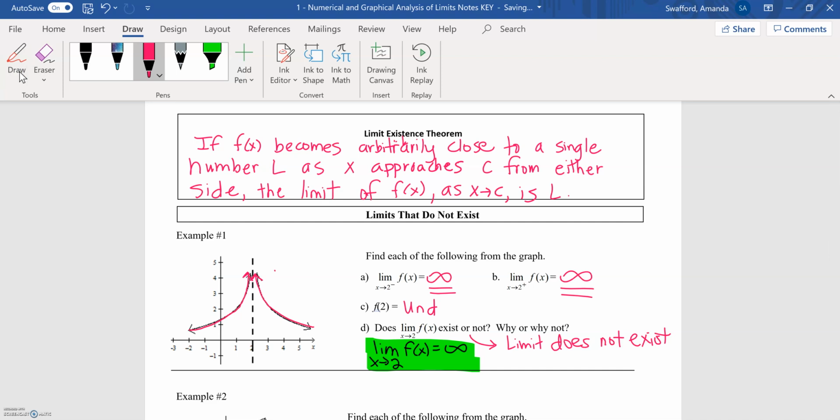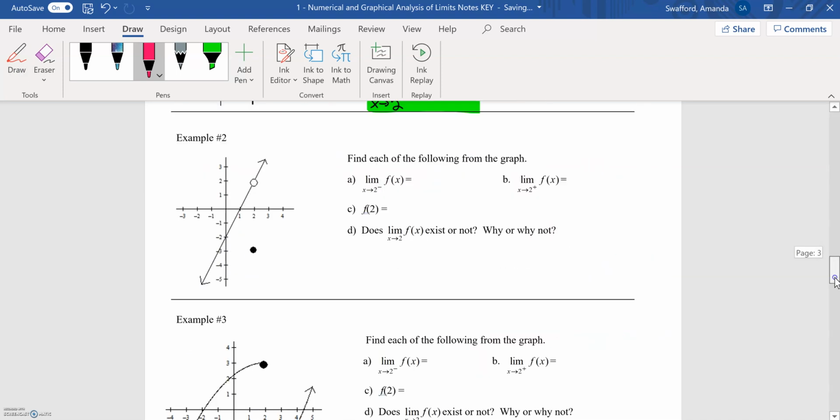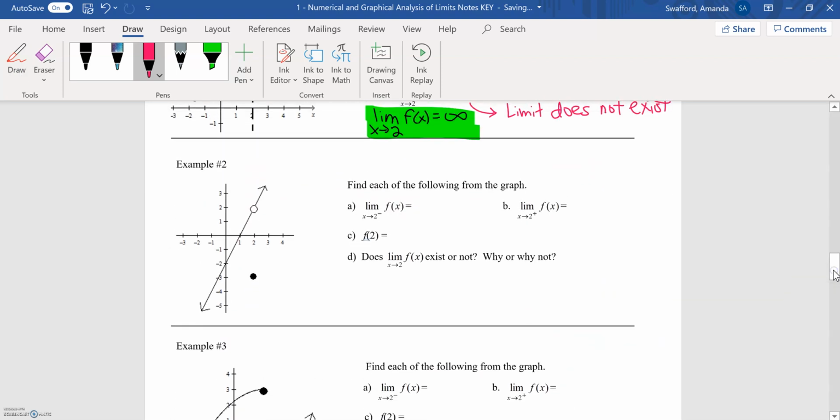Okay, let's look at another example. Here, we want to again approach 2. So we're going to approach 2 from the left, and it looks like we're getting closer and closer to having a y value of 2 as well. Then when we approach 2 from the right, once again, we're trying to approach a y value of 2. The left and the right hand limits are the same, and 2 is a number.